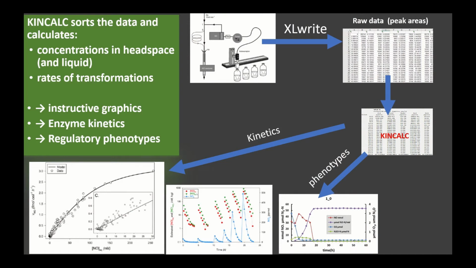The point of departure is that you've done an experiment in the robot and you have exported the data using Excel Write. These data are then transferred to KINCALC, which sorts the data for you. Once you have calibrated the KINCALC, it calculates concentrations and rates of gas transformations, providing a platform for making instructive graphics, analyze enzyme kinetics, and explore regulatory phenotypes, etc., as illustrated in this graph.